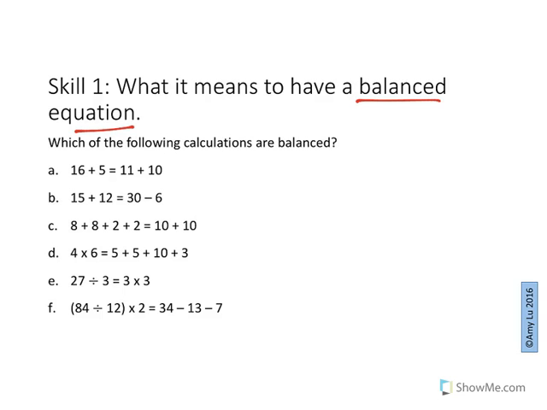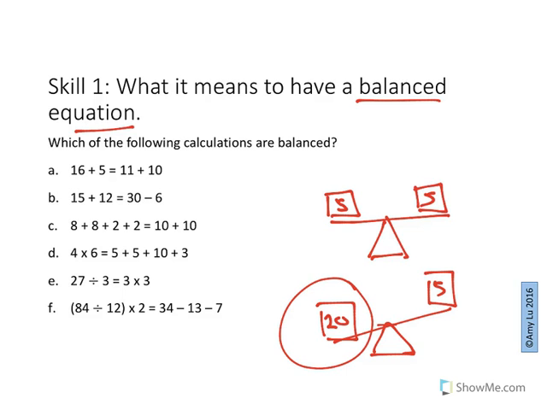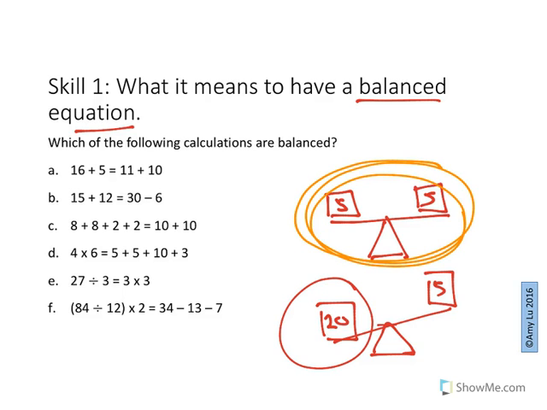Basically, if you think about weights on a scale, if you have a scale here and you put 5 pounds on this side and 5 pounds on this side, it's going to weigh the same. So the scale won't tip. However, if you put 20 pounds on this side and 5 pounds on this side, clearly the scale will tip more towards the heavy end. So what we're achieving in algebra is we want to try to keep our equation balanced and even on both sides so it doesn't tip one way or the other.